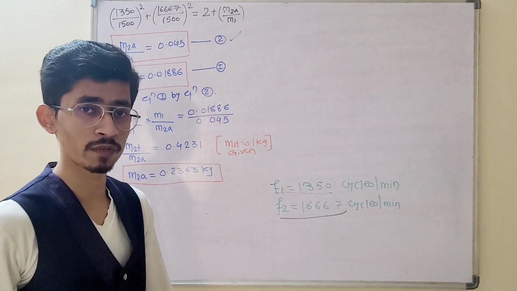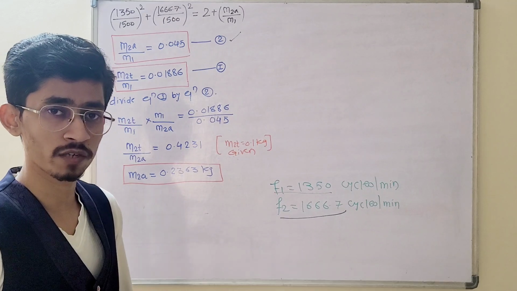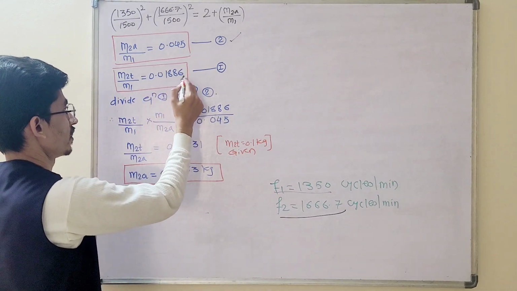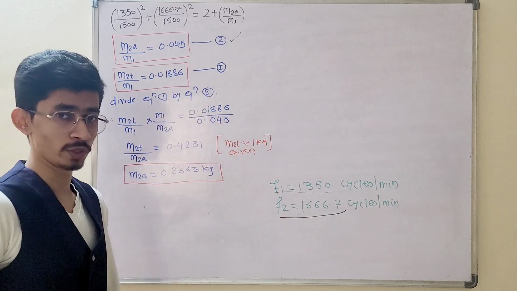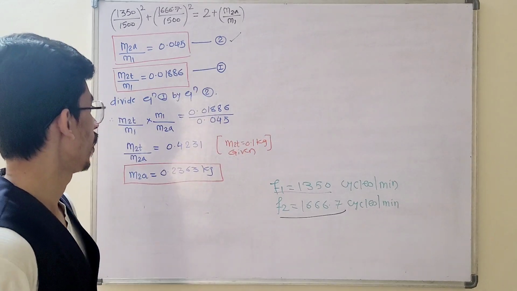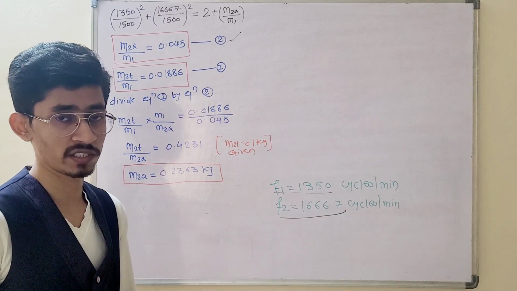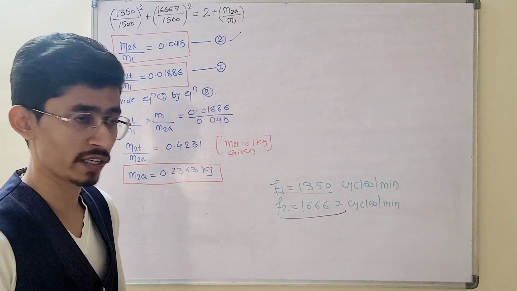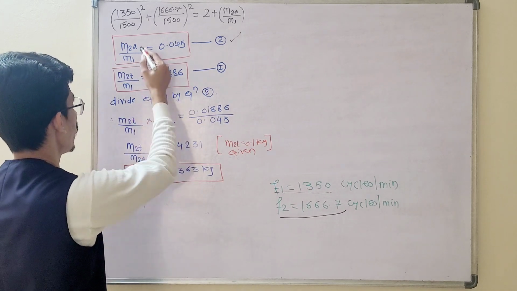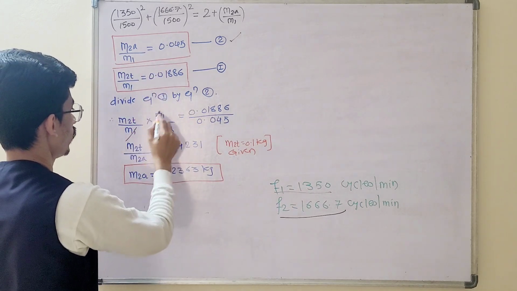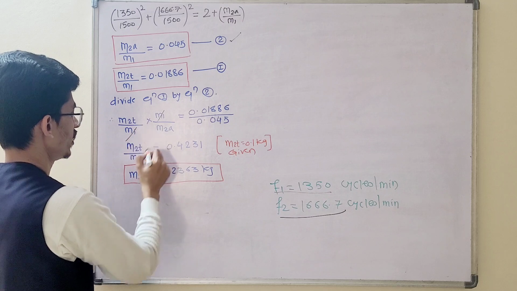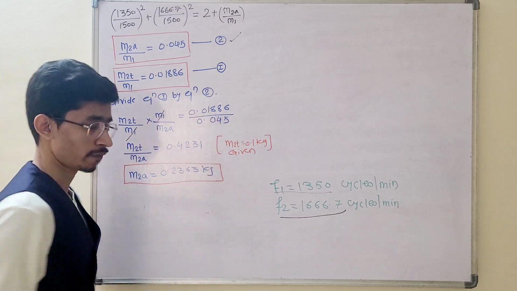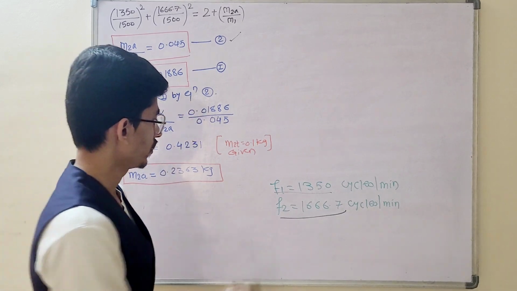What equation 1 did we find? I have written equation 1 again: m2t by m1 is equal to 0.0186886. Utilizing equations 1 and 2, the same concept we used in the last numerical, divide equation 1 by 2 and you will get the required data. Dividing, m1 cancels, and m2t divided by m2a is equal to 0.4231.